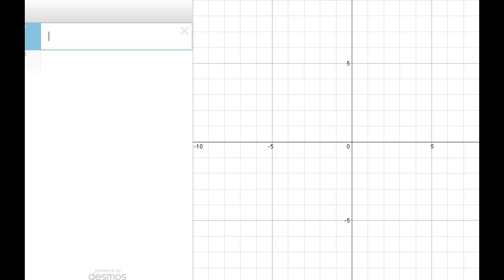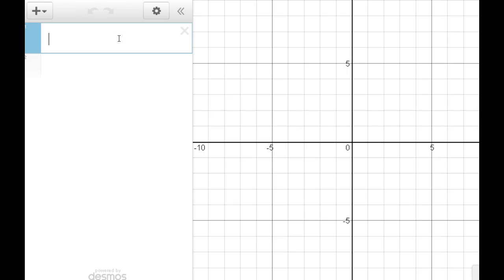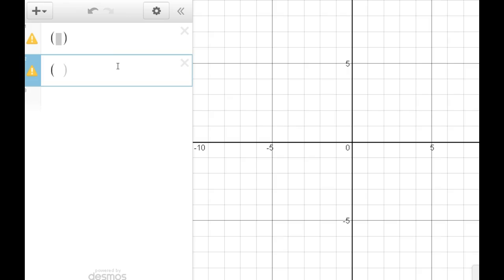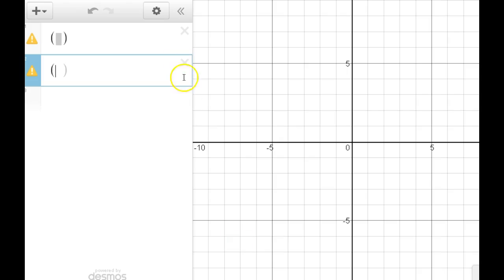So I mentioned before that there's an app for Desmos. It can become quite handy. So here's what you do to check. Plug in the 2 points that you got. Let's see here. 1, -5, and 4, -2.